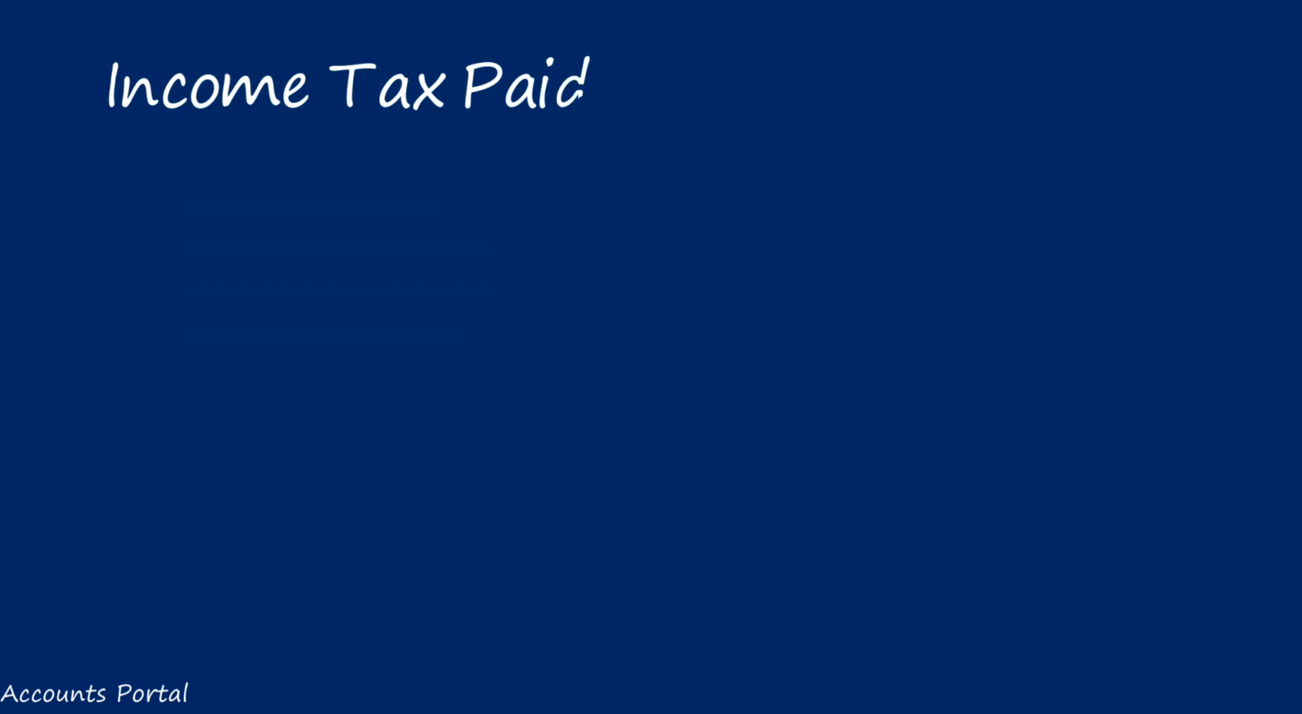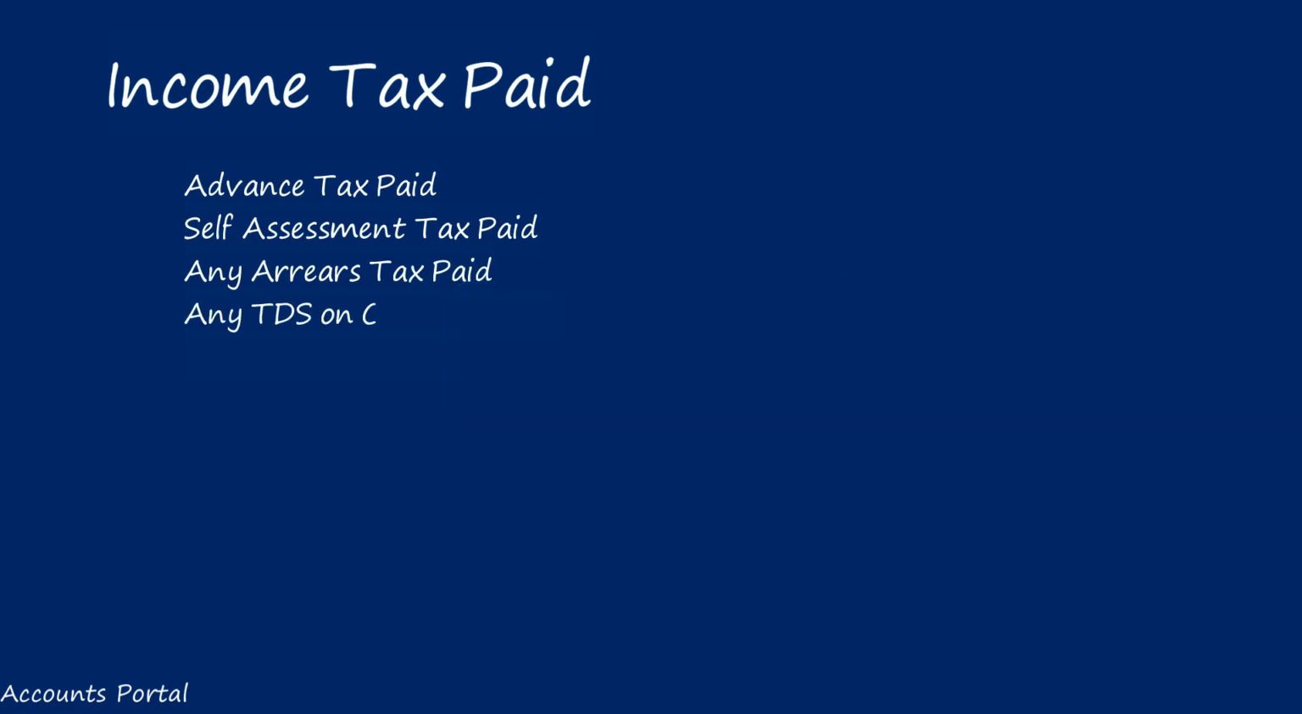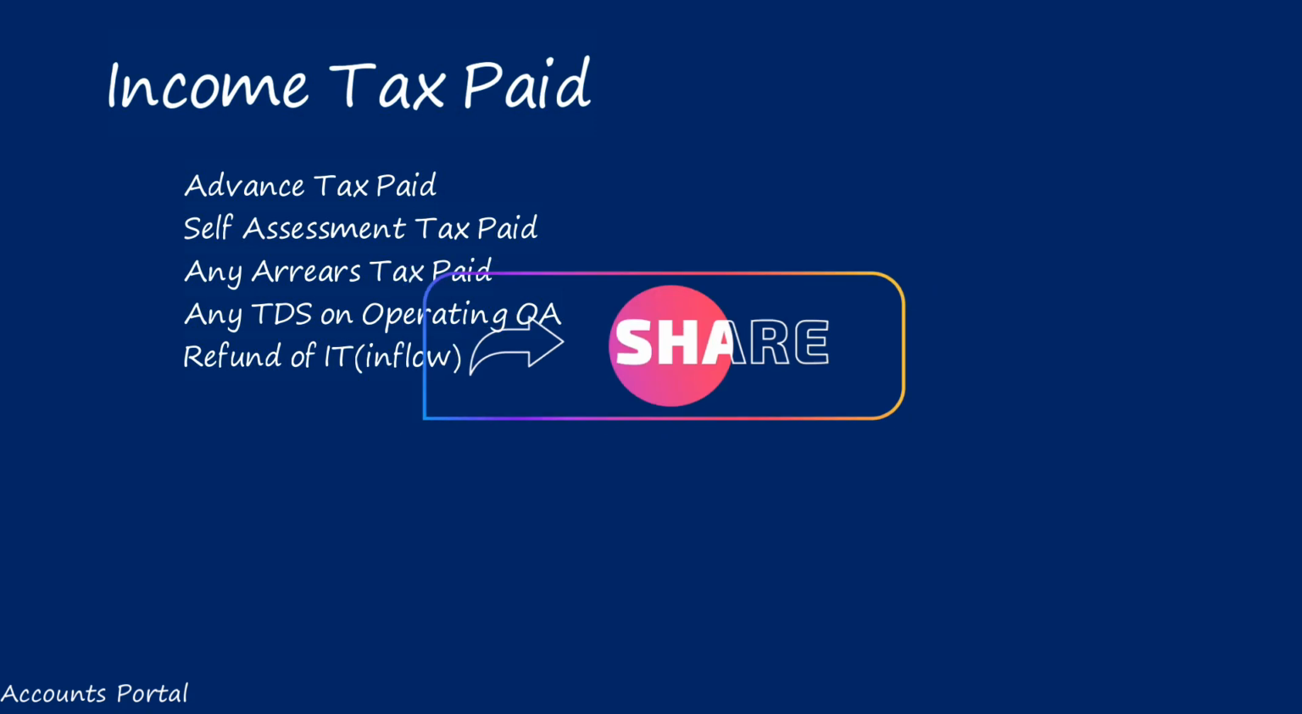First one, income tax. Income tax is an outflow of money. Tax paid includes advance tax paid, self-assessment tax paid, any arrears tax paid, any TDS on operating activity. Refund of income tax is an inflow. In general, income tax is an operating activity unless it gives specific information like tax paid on capital gain, then it will be presented under investing activity. Dividend distribution tax paid will be presented under financing activity.